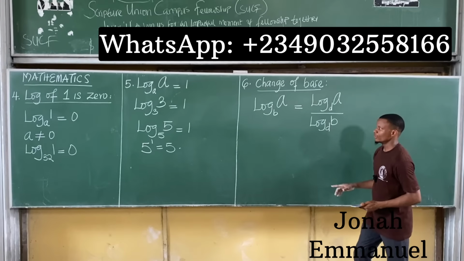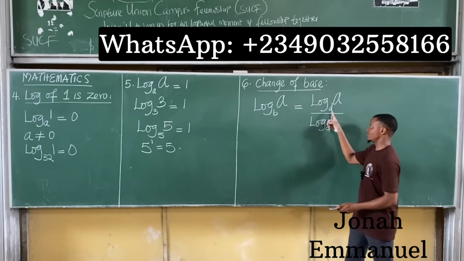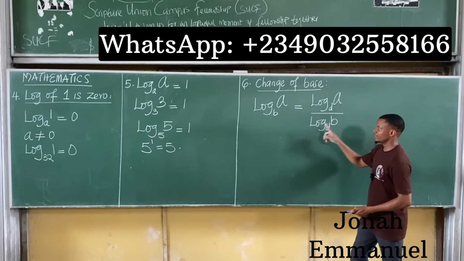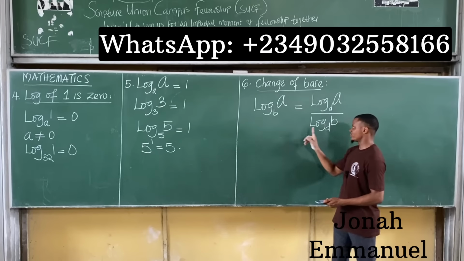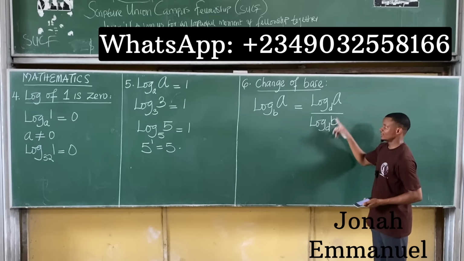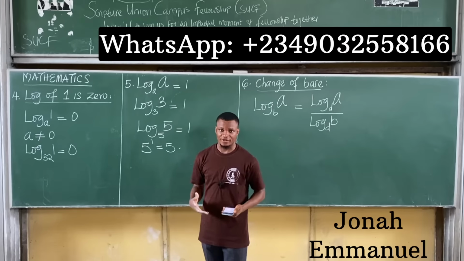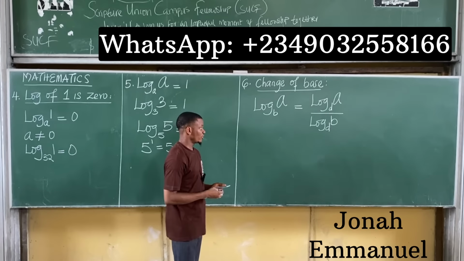And the idea is simple. I'll take the log of the number to my new base, which is d, and I will divide it by the log of the base, which is log b, to the new base I want to get, which is d. So this is how you change the base of a logarithm.